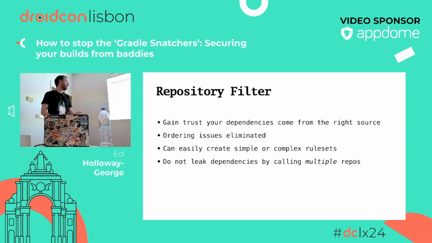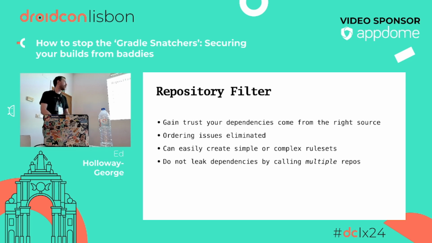The benefit of this is making sure that you gain the trust that your dependencies are coming from the right source. The ordering issue that we saw before, going line by line, checking Google first, checking Maven or JCenter first, that's eliminated, right? Because if you have a complete set of rules, you would make sure that you're always fetching from the right place. So you can do this as complex or as simply as you like.